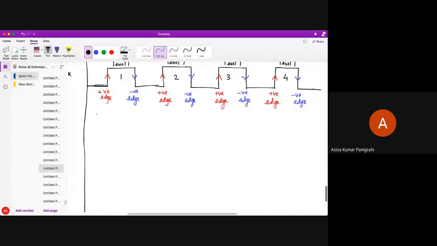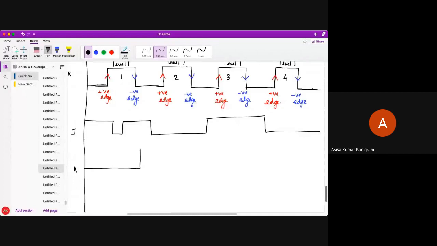What I am going to draw here, please check. So I am going to design a JK flip-flop. My J input will be, I am going to draw here. K input I am going to draw here. Okay, let's say my J input is like this. Okay, my J input is like this and my K input looks like this.